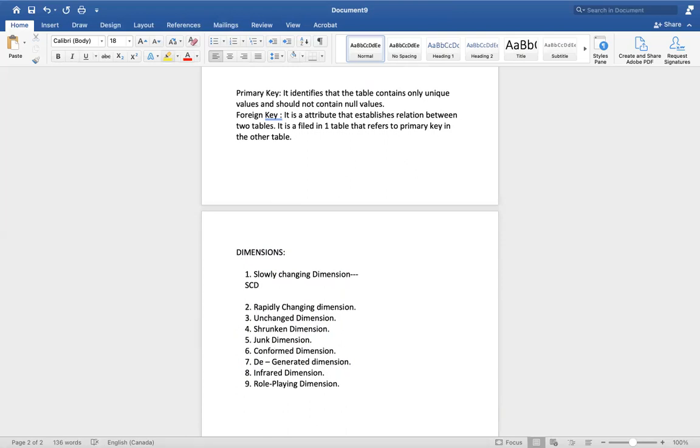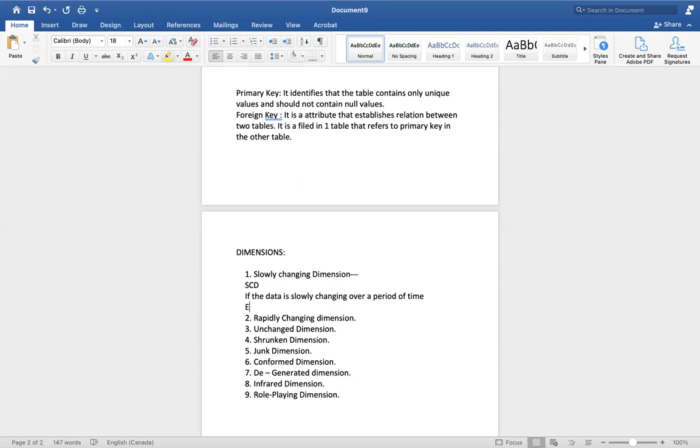So what is the advantage here, if the data in the dimension is slowly changing over a period of time? If a data is slowly changing over a period of time, that type of dimension is called a slowly changing dimension.